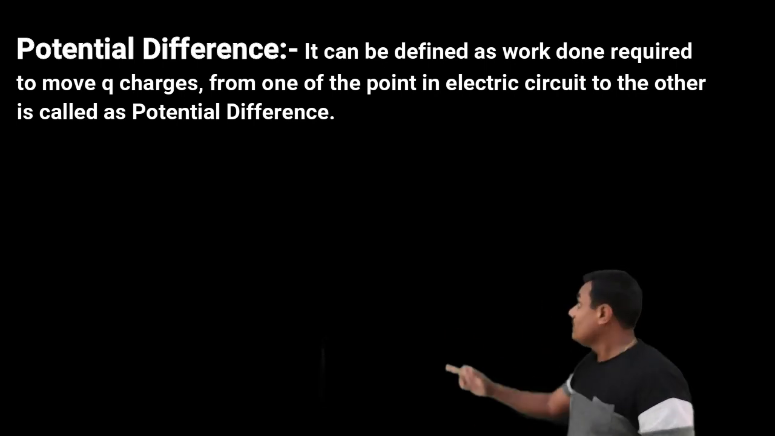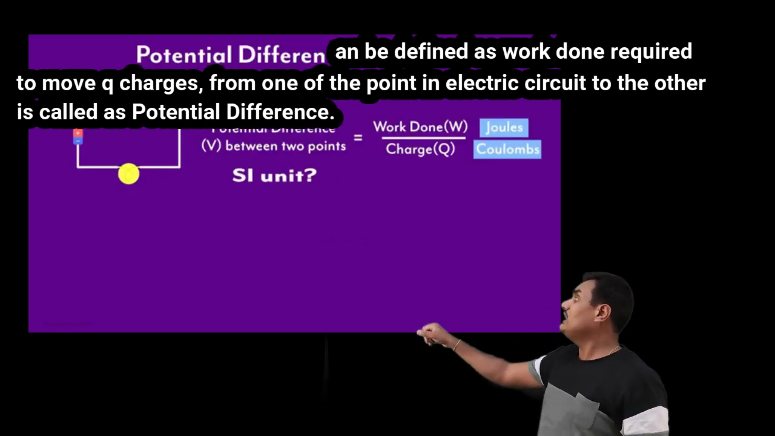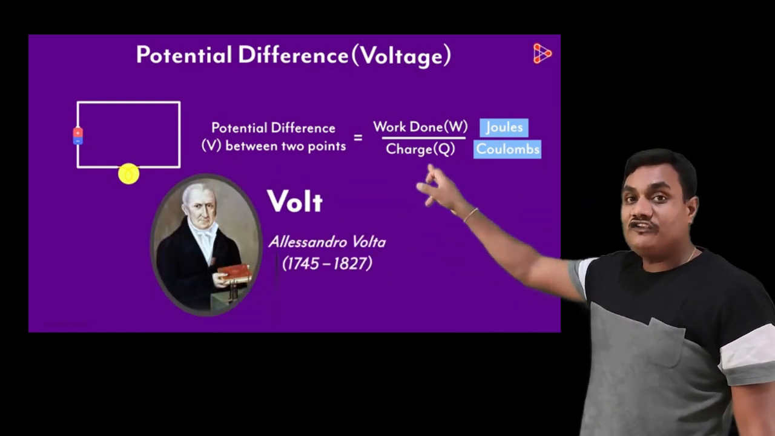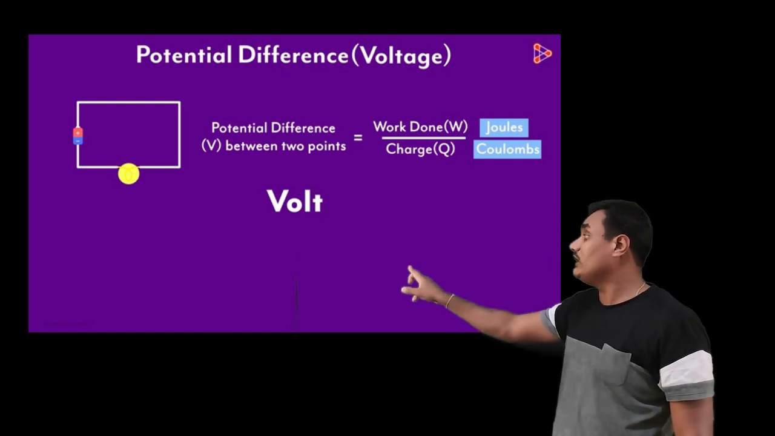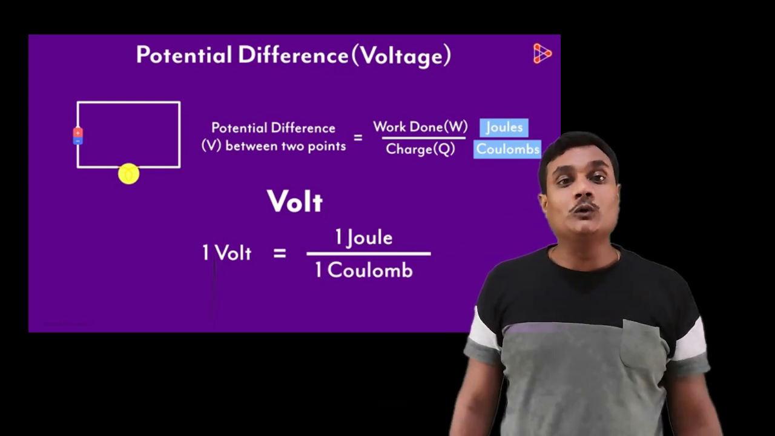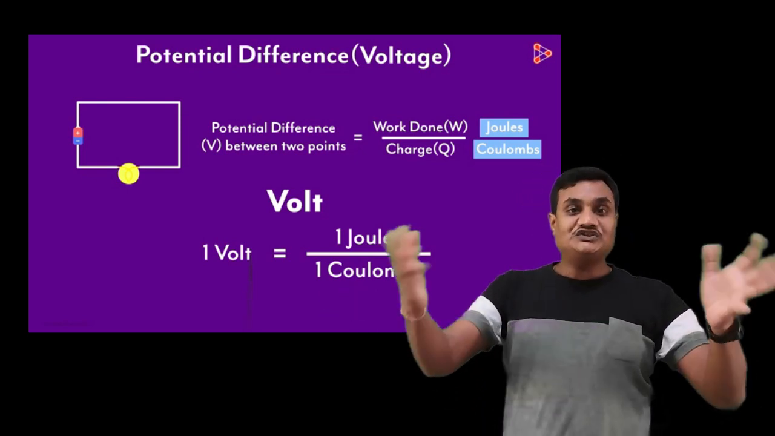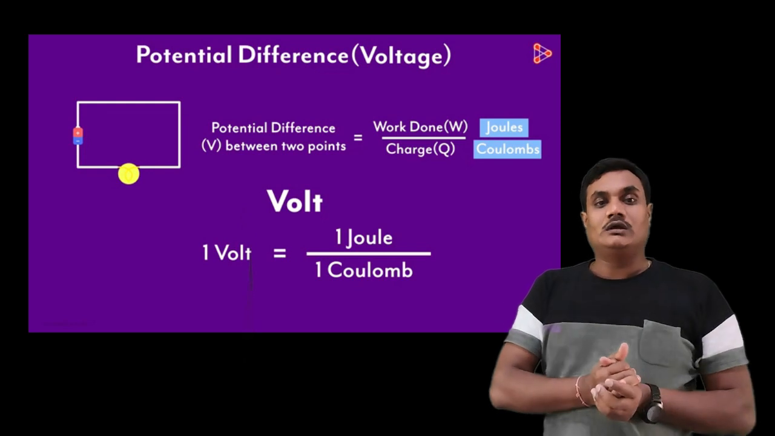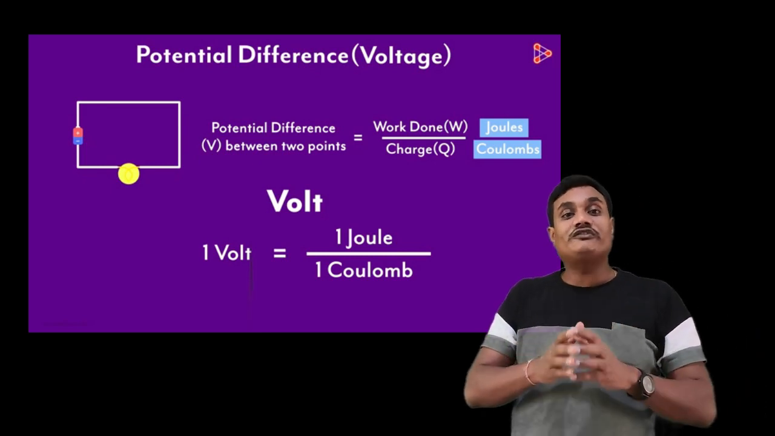It is given by V is equal to work done upon number of charges. Now voltage is measured in terms of volt, work done is measured in joules, and Q is measured in coulomb. Therefore 1 volt will be equal to 1 joule per coulomb. I mean to say that the potential difference between two points can be called 1 volt if 1 joule of work is done to move 1 coulomb of charge from one point in an electric field to the other. So this is the potential difference between those two points.